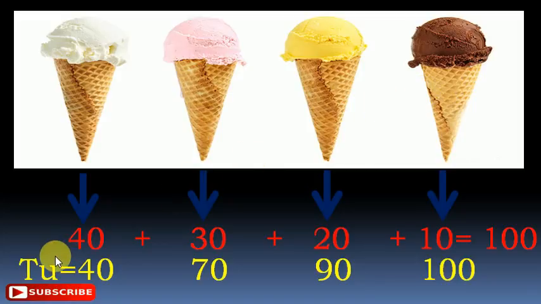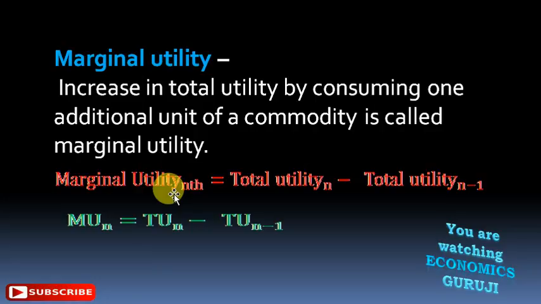The next term is marginal utility. Increase in total utility by consuming one additional unit of a commodity is called marginal utility. Here the formula of marginal utility is the total utility of the nth unit minus the total utility of the (n minus 1)th unit. It means it is the addition to the total utility when the consumer consumes an extra unit of a commodity.